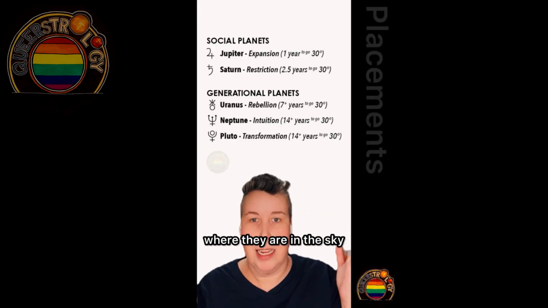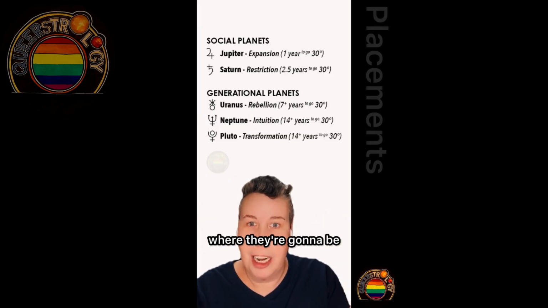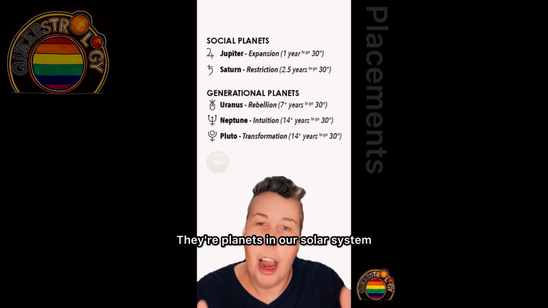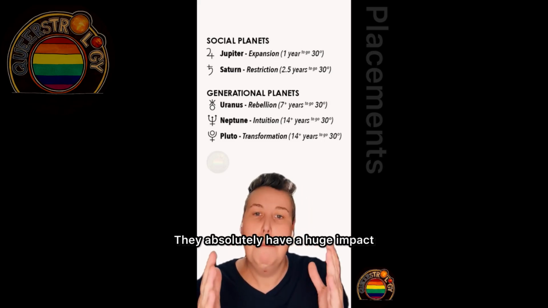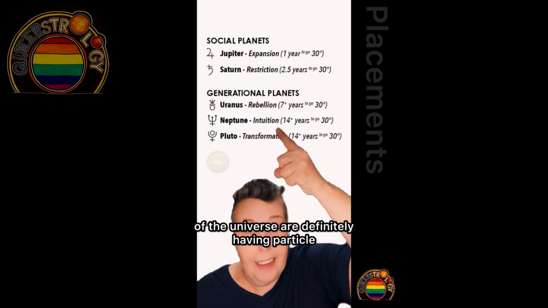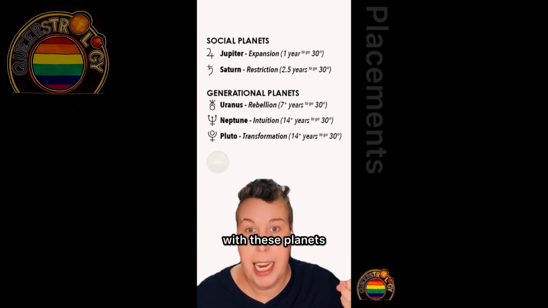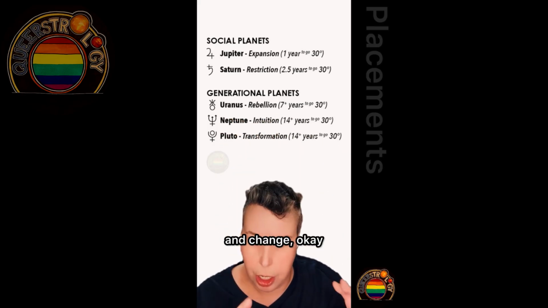But once we know where they are in the sky, retroactively, we know where they were, and going forward, we know where they're going to be. They're planets in our solar system. They absolutely have a huge impact. Our particle entanglements with the rest of the universe are definitely having particle entanglements with these planets. Uranus is the planet of rebellion and change, okay?